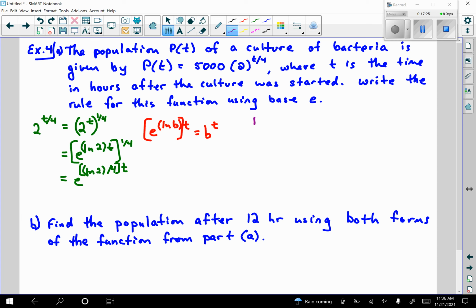Now we could say that P of t is going to equal, start with this 5,000 times 2 to the 1/4 is going to equal 5,000 times e to this natural log of 2 divided by 4. Keep the natural log of 2 in parentheses though, to the t. And now we're actually going to calculate natural log of 2 divided by 4. So it becomes 5,000 times e to the 0.17329 times t.